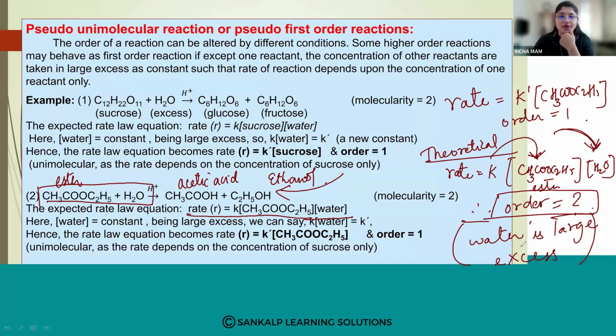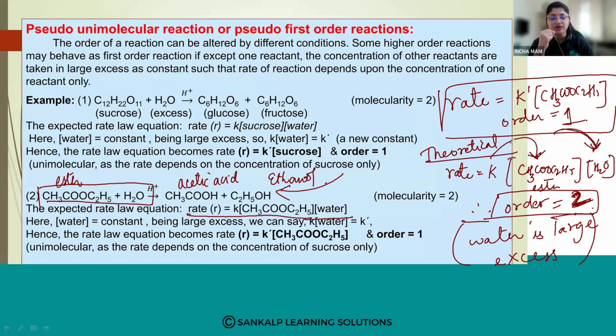It is appearing to be a higher order. Okay, it is appearing to be a 2, but it is a first order reaction. So it follows first order reaction. So these are termed as a pseudo first order reaction. Okay, so what are pseudo first order reactions? A reaction which appears to be a higher order but follows first order kinetics is called a pseudo first order reaction. What can be an example?